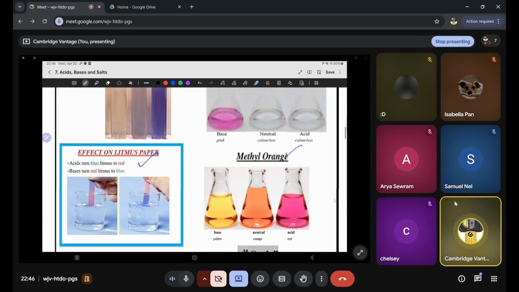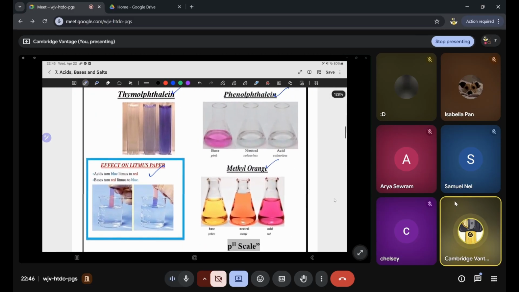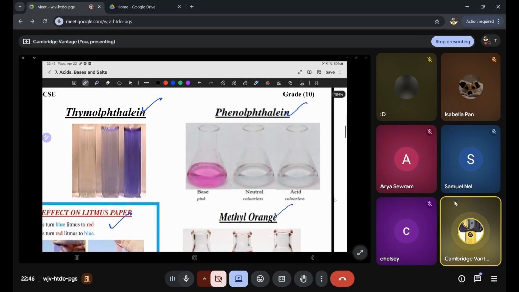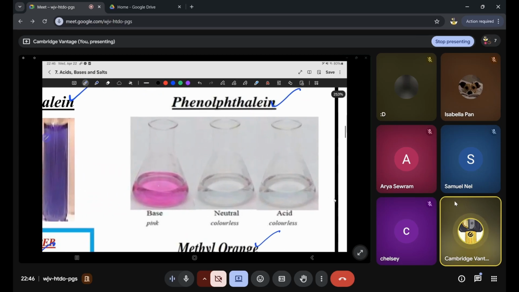What ends up being an issue are these indicators where the colors are often quite different. So for example, for phenolphthalein, when a base is present, it's this pink color that you can see over here. When it's neutral, it turns colorless. When it's acidic, it turns colorless as well. And if you ever do a chemistry practical or a chemistry titration in real life, phenolphthalein is most likely going to be the indicator that you're going to use, mainly because the change in color is very distinct for phenolphthalein.